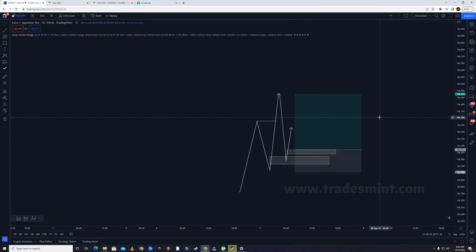So I'll give you an example of this trading, of this reactionary order block.